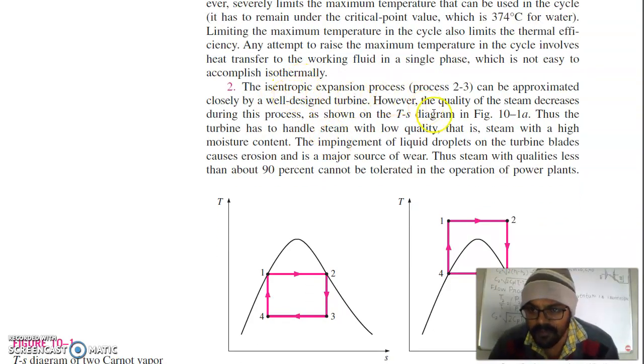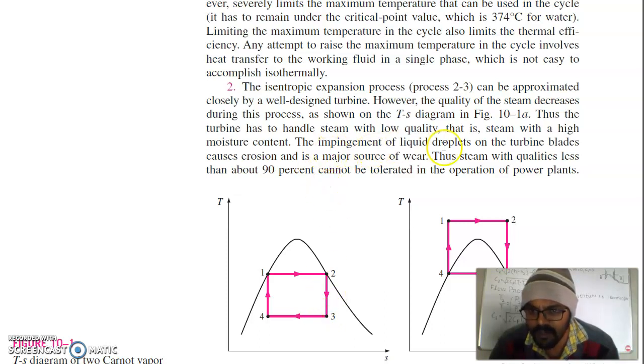The isentropic process 2 to 3 can be approximated closely by a well-designed turbine. However, the quality of steam decreases during this process, as shown on the T-S diagram in the figure. So you can see when you expand from 2 to 3, at 2 you had pure vapor, but when you go to 3 you have some part in the form of liquid. So the liquid will strike the turbine blades and it can harm the blades.